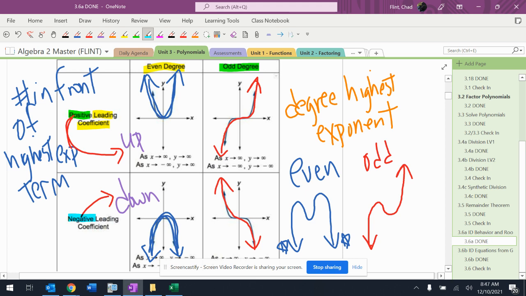For odd, it's going to increase. So it's going to start pointing down and then end pointing up for positive. So it's down on the left-hand side and up on the right-hand side. And then for the other one, it's going to be up and then down. And I guess what I would say is probably the easiest thing to do is just know what the even and odd positive ones look like, and then the odds are just flipped over.